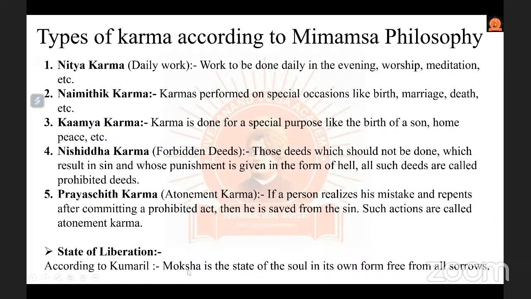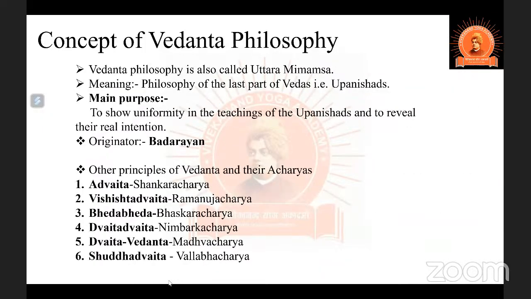He is one of the commentators for this Mimamsa philosophy. So this is the end of Mimamsa philosophy. The Vedanta philosophy is also called Uttar Mimamsa. As I said, it is the end part, like Vedanta is the end part of the Vedas, that is the Upanishads. So Upanishads also come under this Vedanta philosophy. Here the main purpose is to show the uniformity in the teachings of the Upanishads and to reveal their real intention.